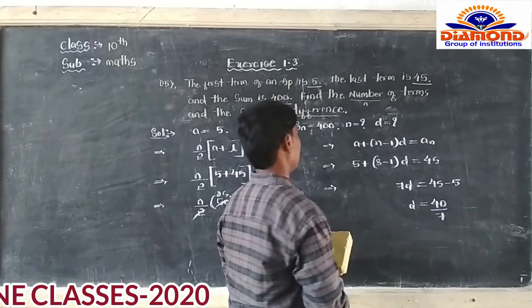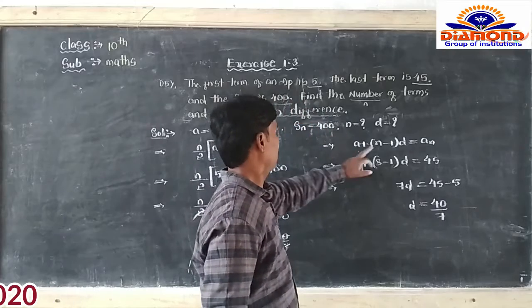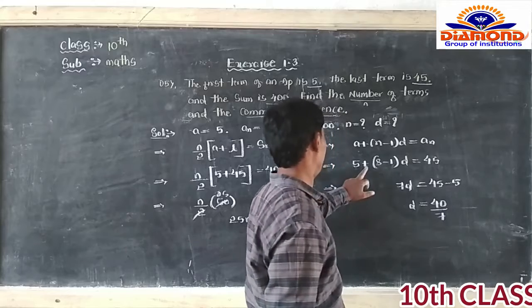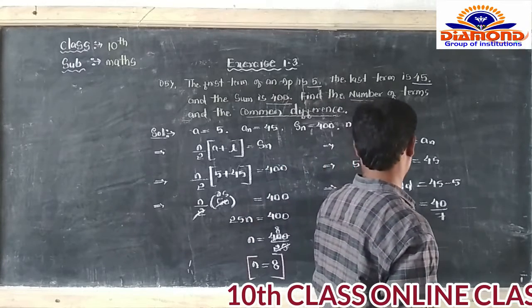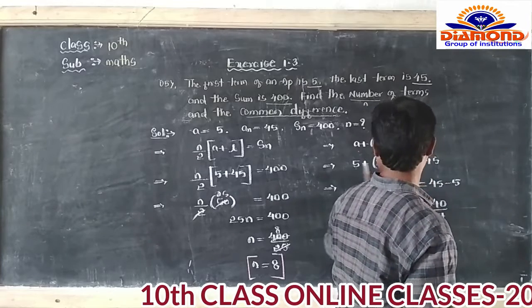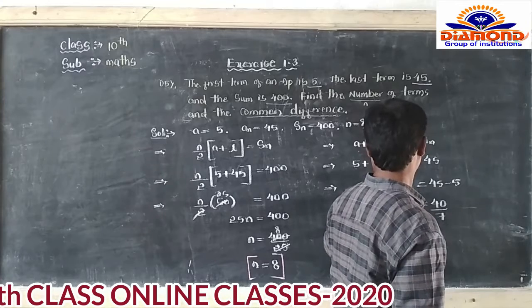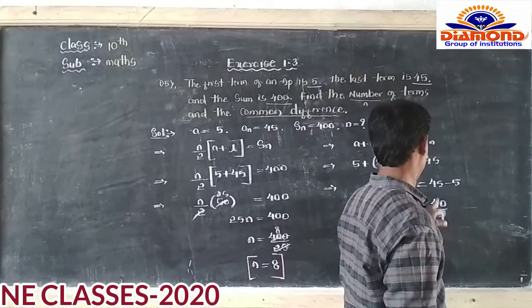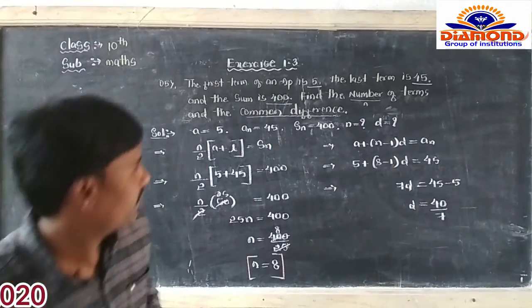I want to check once again. Here a value is equal to 5, the first term is 5, and n minus 1 bracket close d is equal to an, and here 5 plus 7, 8 minus 1 is equal to 7, is equal to 45, plus 5 becomes minus 5, it has become 40 by 7. I want to check the answer. So common difference is what?